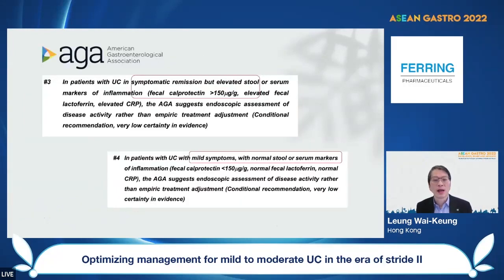So if you have symptomatic remission, but just found to have elevated fecal calprotectin more than 150, what should you do? AGA recommends endoscopic assessment rather than empirical treatment escalation. On the other hand, if you have symptoms but normal fecal calprotectin and normal CRP, again, AGA also recommends the use of endoscopic assessment rather than empirical treatment adjustments. So I think these are still drafts. They may be subject to changes, but this is what has been written as a draft, that fecal calprotectin 150 is recommended by AGA. But we are looking forward to the final version, whether they will change this level or they stay on 150. But anyway, between 100 to 250 seems to be a reasonable indicator of remission, at least endoscopic remission, in patients with ulcerative colitis.